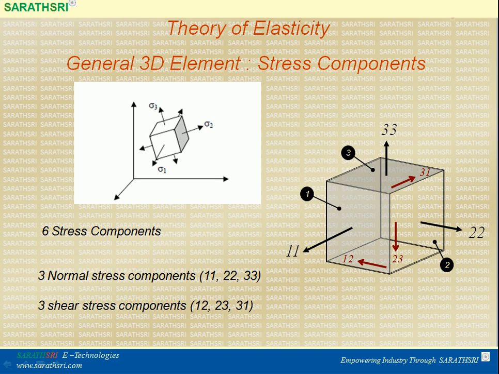In case of a three-dimensional theory of elasticity, we take a general three-dimensional continuous body subjected to arbitrary loading. That induces 6 stress components: 3 normal stresses and 3 shear stresses. Normal stresses act normal to the surface, shear stresses act in plane to the surface. So σ11, σ22, σ33 are normal stresses, and τ12, τ23, τ31 are shear stresses.